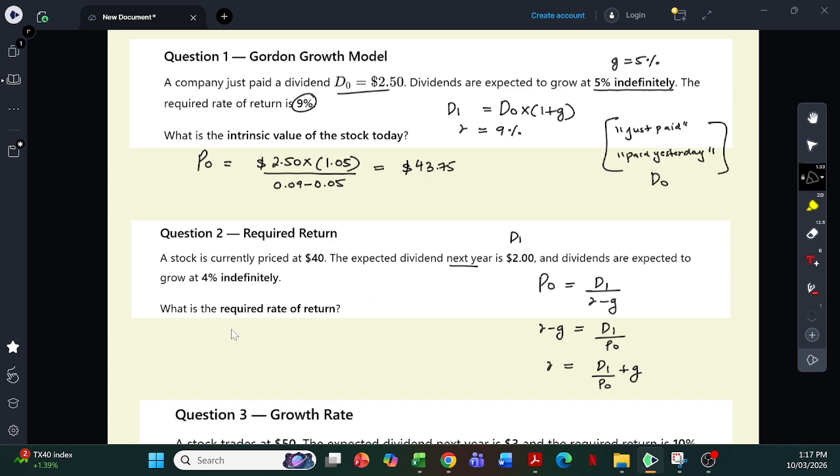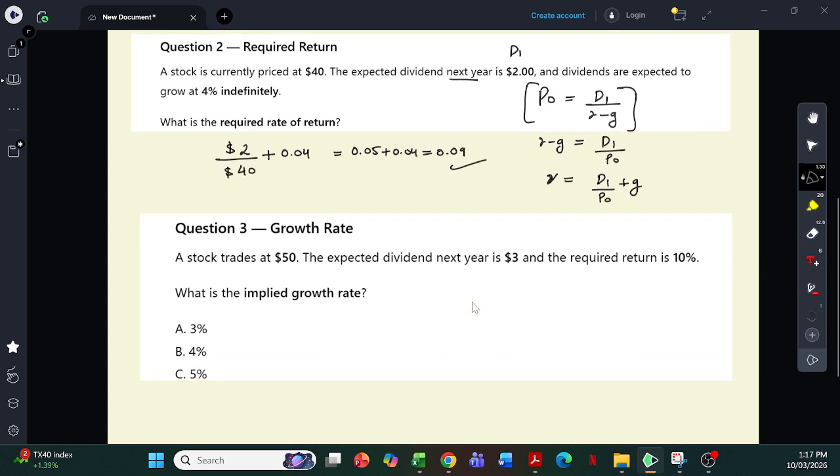Dividend 1 is already given to us as $2. P0 is given to us as 40 bucks. The growth rate is 4% indefinitely. So very simply, our answer would be 2 divided by 40 plus 0.04. And that happens to be 0.05 plus 0.04, which is 0.09. So simply rearranging the Gordon growth model can give us the estimate of the required rate of return for a stock.